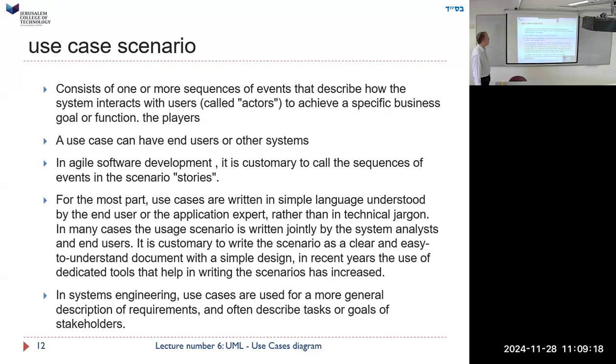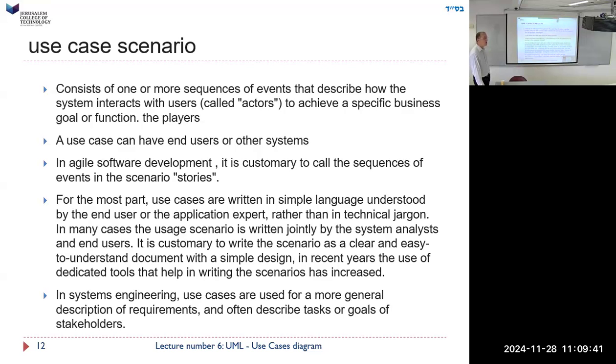Consists of one or more sequence events that describe how the system interacts with users, called actors. We said that already. To achieve a specific business goal or function. A use case can have end users or other systems. In other words, the person who uses the use case could actually not be a person, but a system.